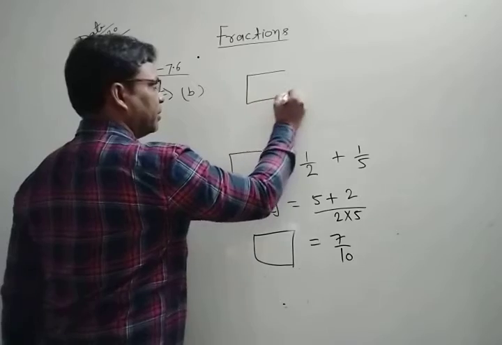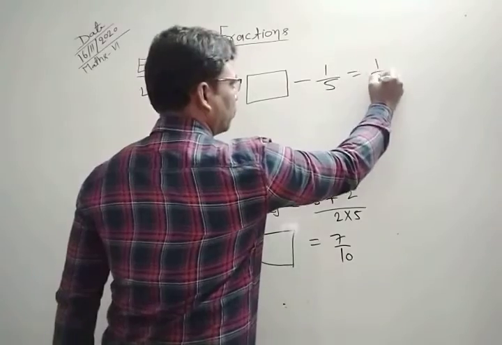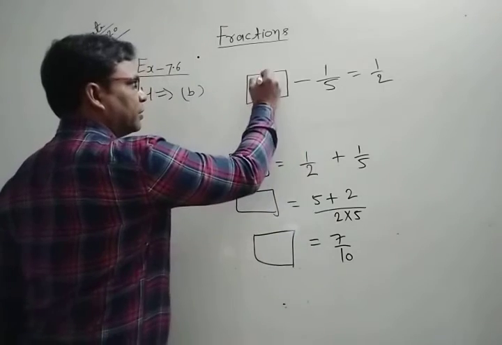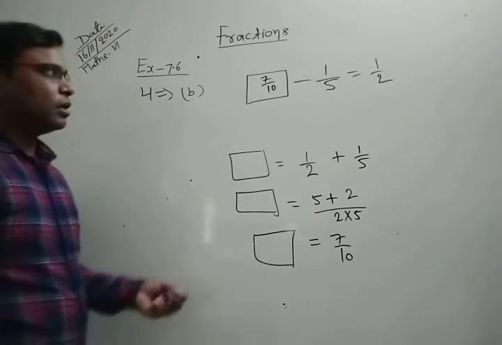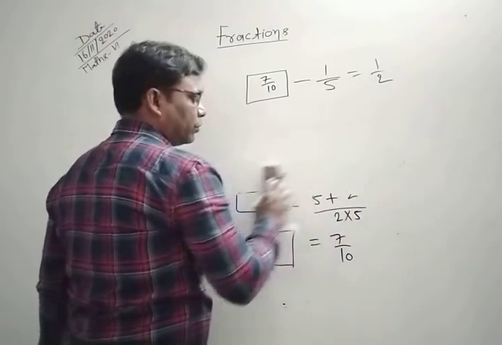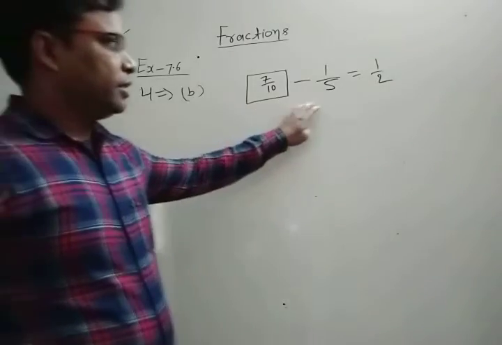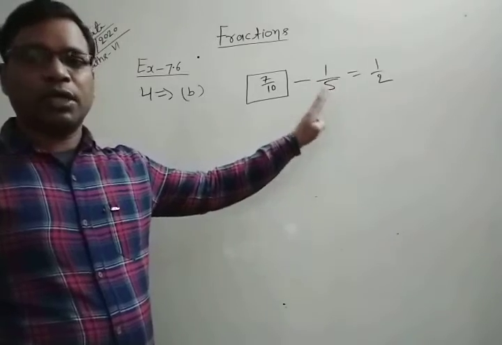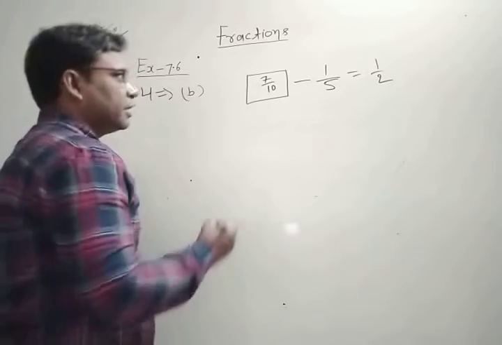This is our question part B. Box minus 1 by 5 is equal to 1 by 2. So here we find the value of the box is 7 by 10. Clear? How can we check whether the answer is right or wrong? This is the left hand side and this is the right hand side. When you subtract 1 by 5 from 7 by 10, you obtain 1 by 2. If you get 1 by 2, then your answer is right. So let's check it.